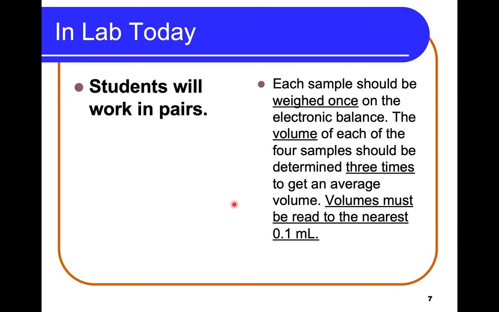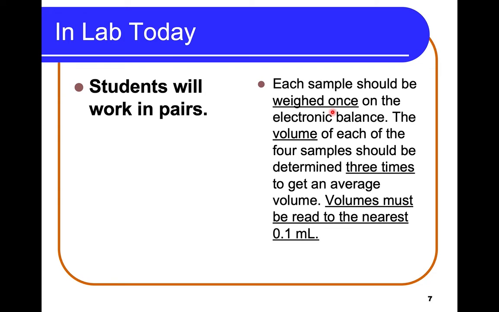All right, now let's get to our specific lab today. Everyone will work in pairs today for this lab. Each sample should be weighed once on the electronic balance, and then the volume should be determined 3 times. You may wonder, how can you determine the volume 3 times? Well, you'd go through the process of putting some amount of water into your graduated cylinder, slowly adding in your metal, tapping it to make sure we don't have any air bubbles, measuring the volume, pouring out your water, tapping your metal dry with a paper towel, and then repeating the process 2 more times to get an average volume.